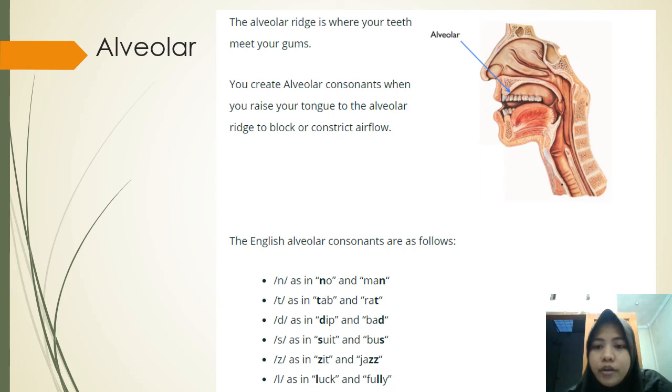Next, alveolar. This part is called the alveolar ridge, and the place of articulation is called alveolar. You create alveolar consonants when you raise your tongue to the alveolar ridge to block the airflow. For example, n, t, d, s, l. You raise your tongue to the alveolar position, so you can produce these sounds.